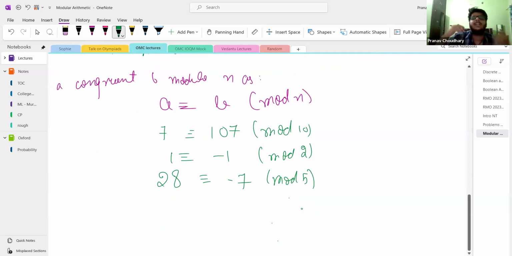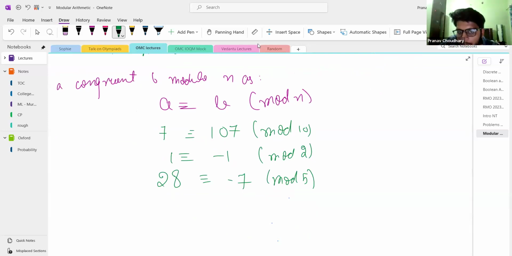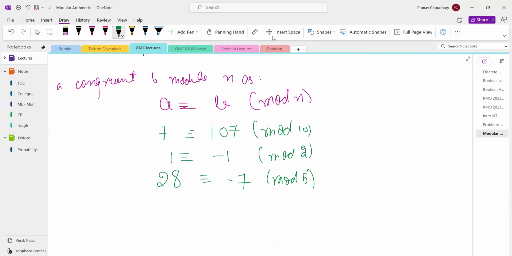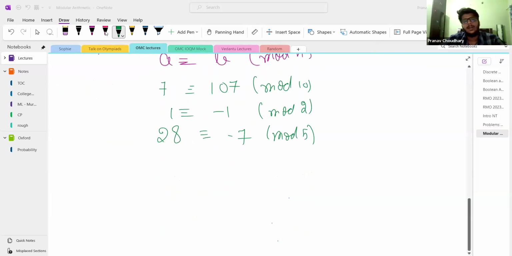So is the definition of modulo clear? Like, what I mean when I say A is congruent to B mod n. Is this clear? Yes. Okay, what about other people? Yes or no would be better. Yes. Okay, cool.